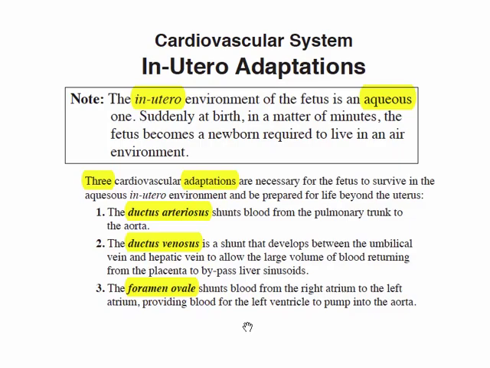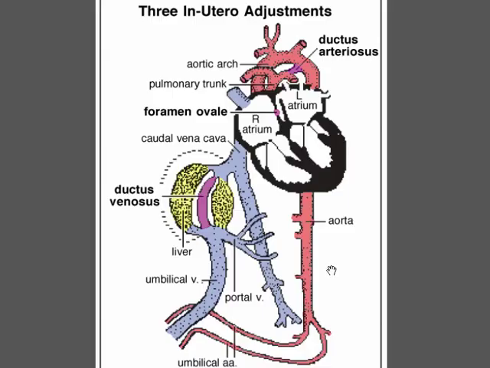the left atrium. This schematic image of the cardiovascular system shows veins in blue, arteries in red, and the three in utero adaptations are shown in purple: the ductus venosus, the foramen ovale, and the ductus arteriosus. The umbilical vein carries the large volume of blood from the placenta. The ductus venosus allows that blood to bypass the liver sinusoids and get transported directly back toward the heart.